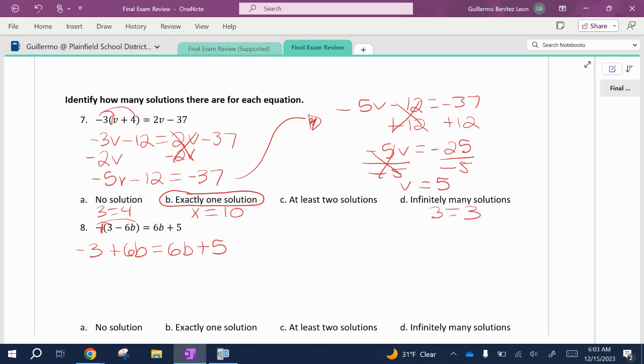That means I'm going to move my variables to the same side. This positive 6b on the right, I'm going to subtract it. What I do on the right, I do on the left. They cancel on both sides. They're opposites. Here, 6b minus 6b, opposites cancel. All I'm going to bring down is what's left. So the -3, the equals, and the 5. -3 equals 5. That is a false statement. Those are not the same number. So this one is no solution.